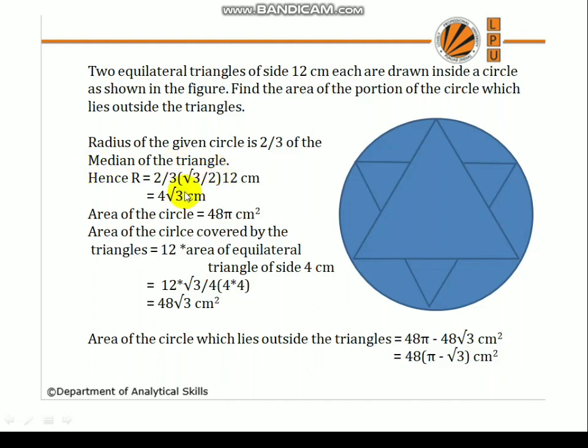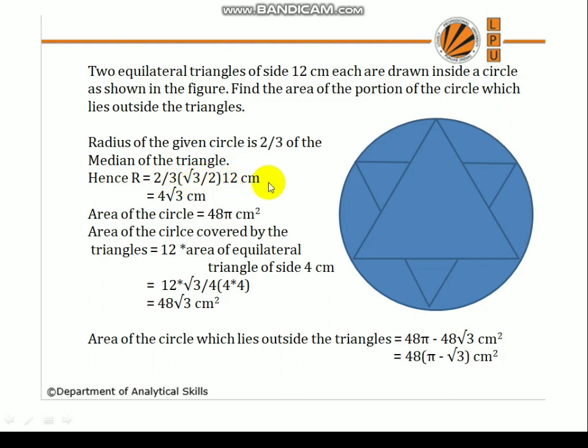And how to find the median of a triangle? We already know the length of a median of an equilateral triangle, because they are all given as equilateral triangles. So the length of the median of an equilateral triangle is root 3 by 2 a. And now I want the radius, which is 2 by 3 of the median. So capital R is equal to 2 by 3 root 3 by 2 a.